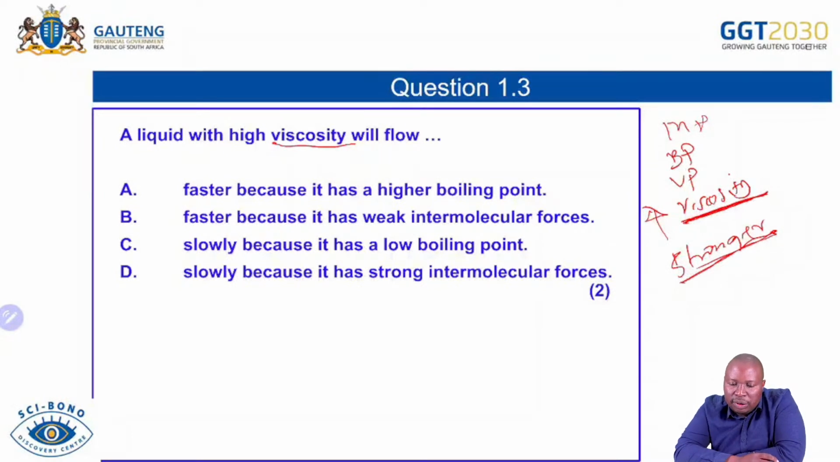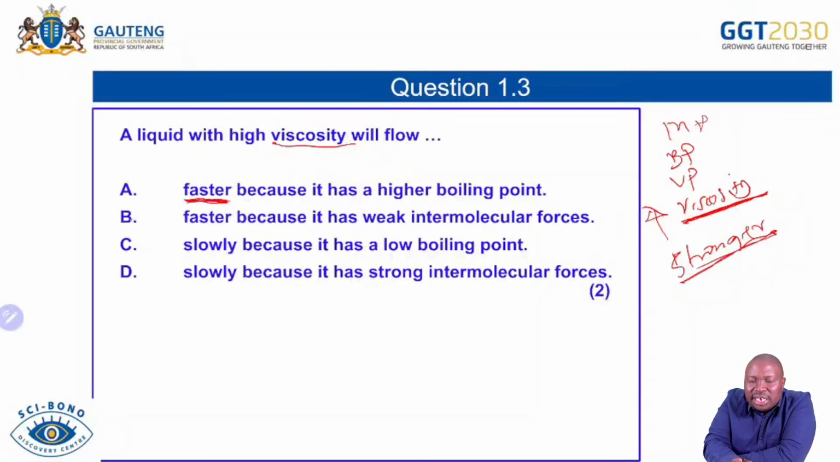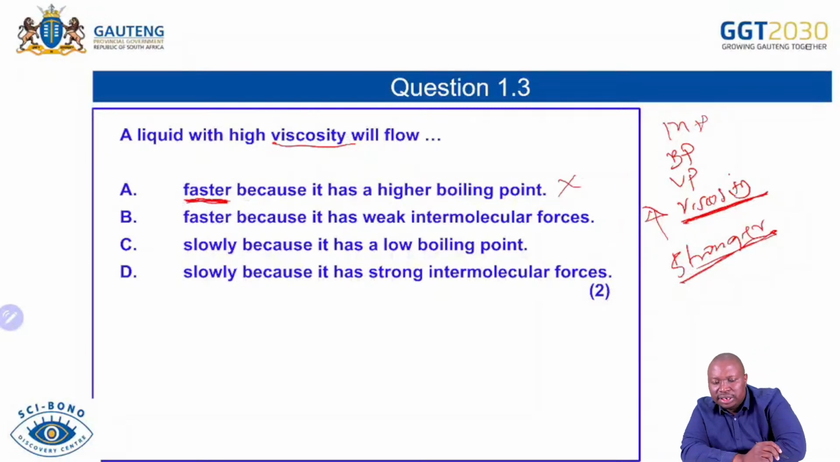So let's look at our options that were given. A liquid with high viscosity, option A, says it will flow faster because it has a high boiling point. I think you won't be agreeing with that, because you have to understand that if it has high viscosity, it has more resistance to flow, meaning that it can't flow faster. So option A will be out. We refer to it as a distractor.